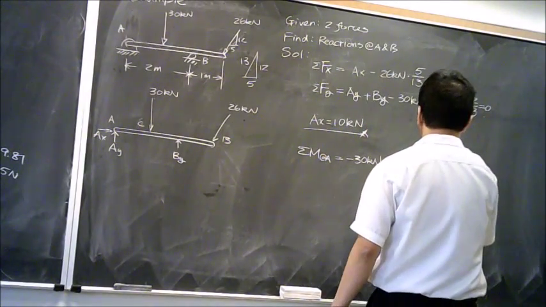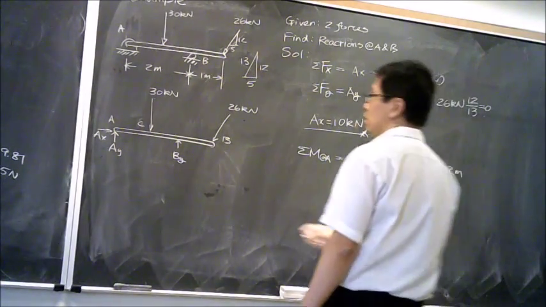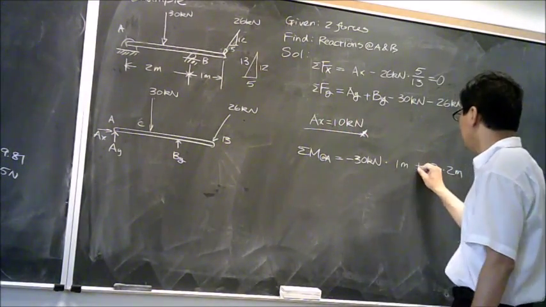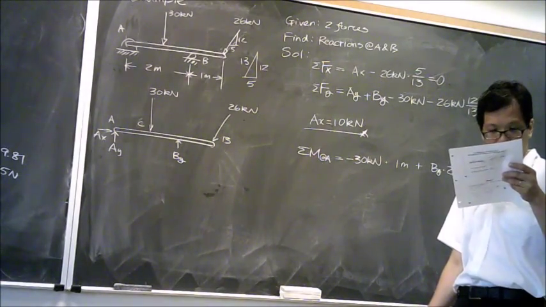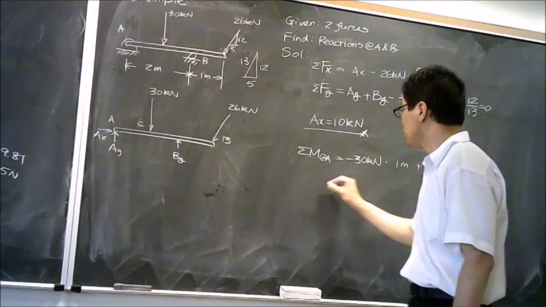And I have dy. The moment arm is 2 meters. In this case, it's going to be positive because it's counterclockwise. So I have a positive sign in front of it. I also have another force, 26 kilonewton.